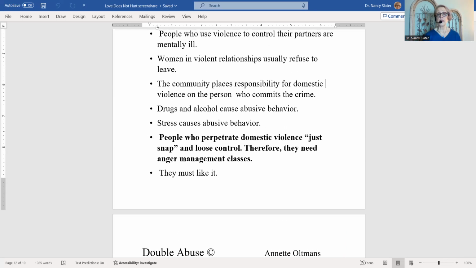Let's finish this page. Women in violent relationships usually refuse to leave. We talked in part one about why a victim stays. It isn't that they want to stay, it's because there are reasons, not that they refuse to leave. There are economic reasons. They have custody of the children. They've been threatened. There's all kinds of other reasons. So I don't quite think that this is an appropriate statement to make.